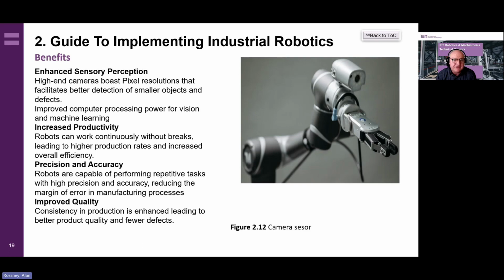Consistency in production is enhanced as robots perform tasks with a high level of accuracy and repetition, leading to better product quality and fewer defects. Quality control processes can be integrated into the robotic system to identify and address issues early in the manufacturing process.